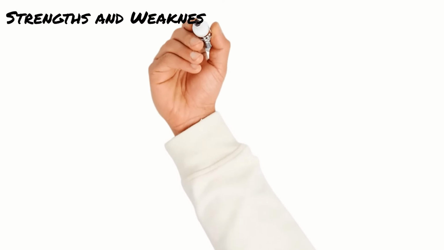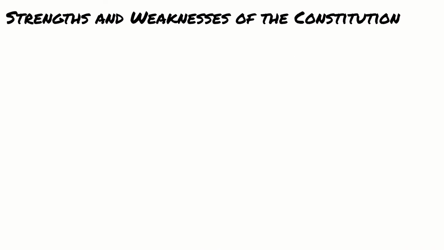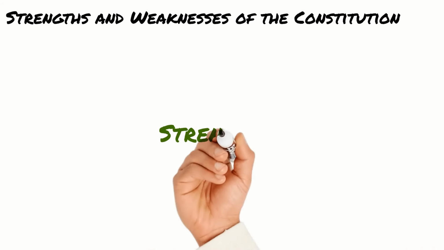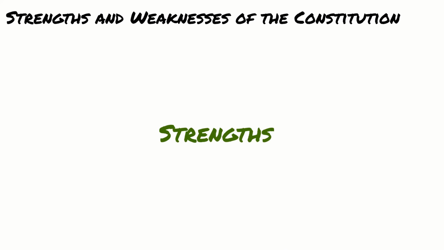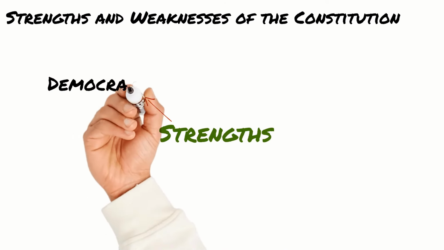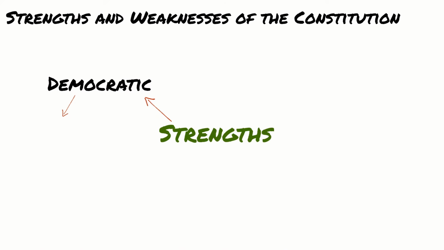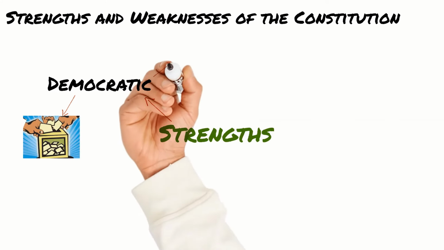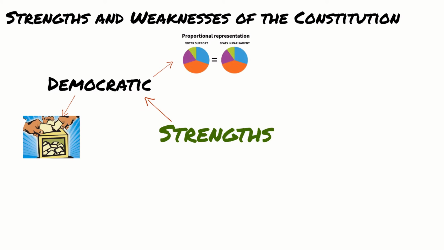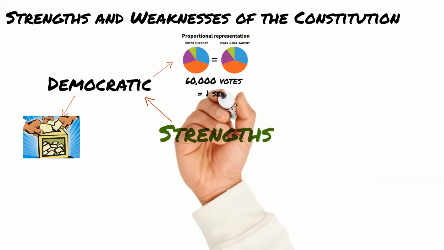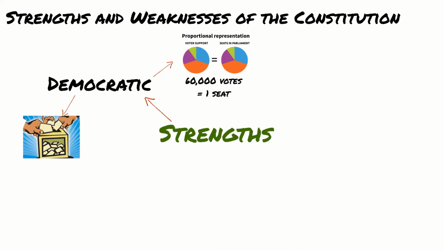One thing you might be asked about in the exam is about the strengths and weaknesses of the Weimar Constitution. So let's start by looking at the strengths. Firstly, the Constitution was completely democratic. Everyone over 20, regardless of background, had the vote. The seats in the Reichstag were chosen by proportional representation, which means that the number of seats any party gets in the Reichstag is proportional to the number of votes it gets in the election. Every party was given one seat for every 60,000 votes it got.